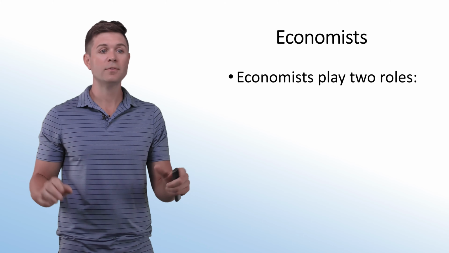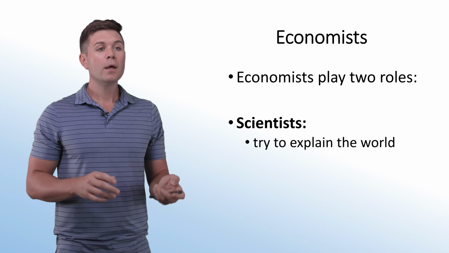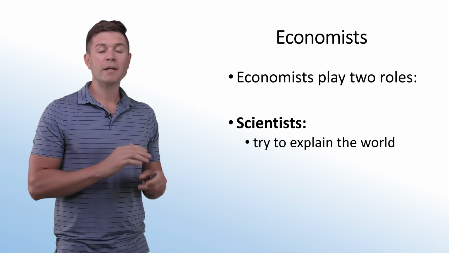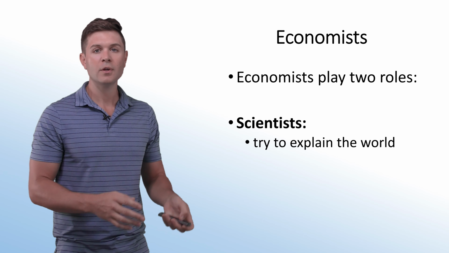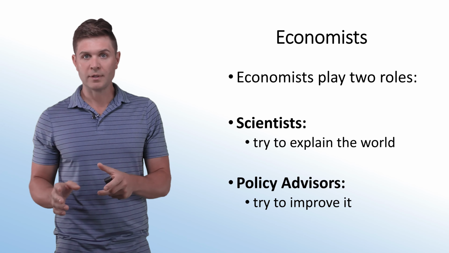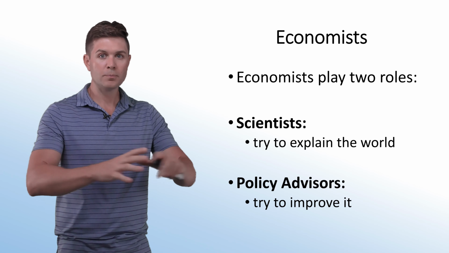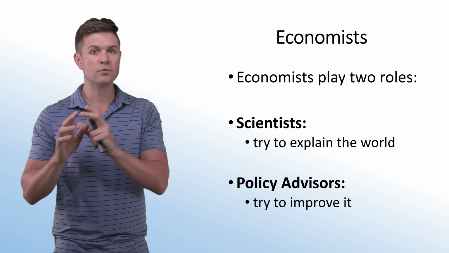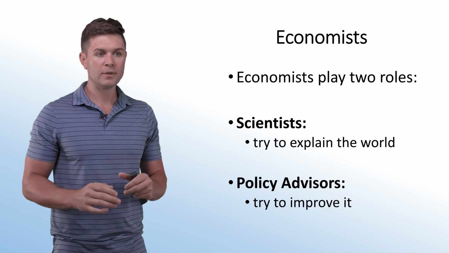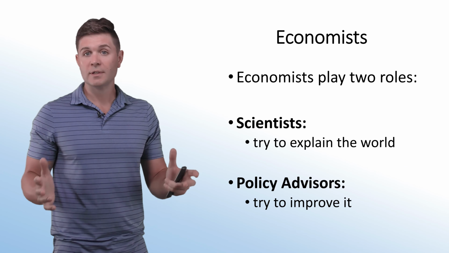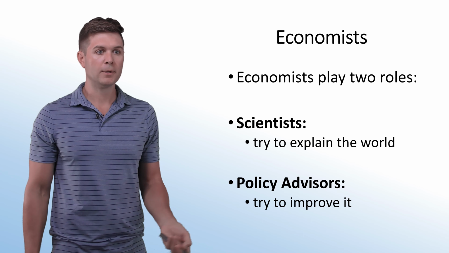All right, now economists play one of two roles, or in some cases both. As a scientist, they are trying to explain the world. They're describing it using data and past experiences. They also act as policy advisors, and these are the ones that are trying to improve it. They use prescriptive methods, and they say this should be, this could be, we should be doing this. So scientists or policy advisors exist as economists. Not saying one is better than the other, but these are the two roles that they play.